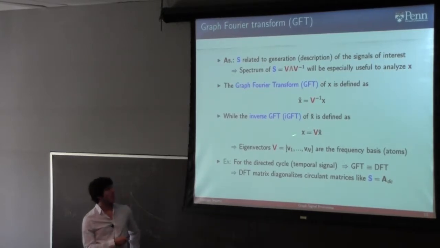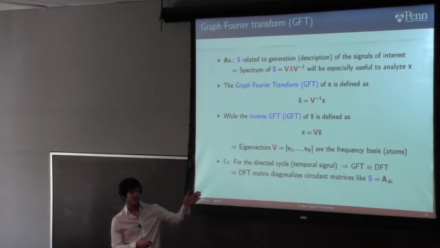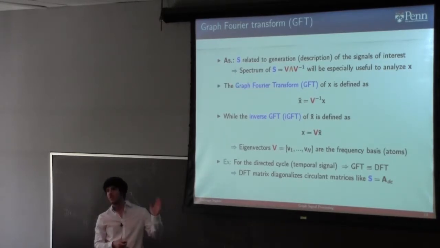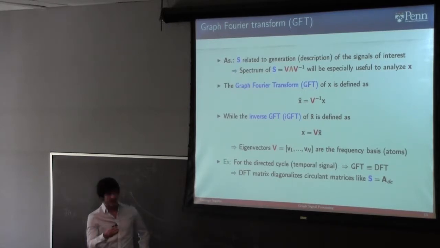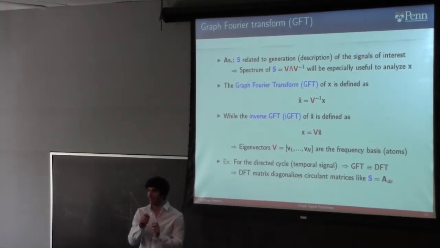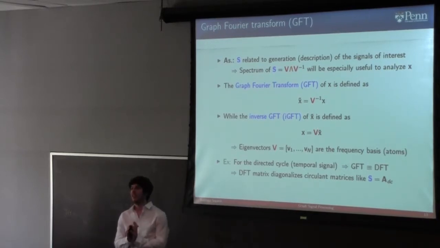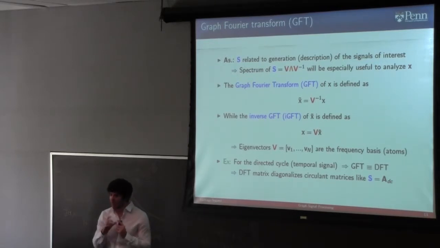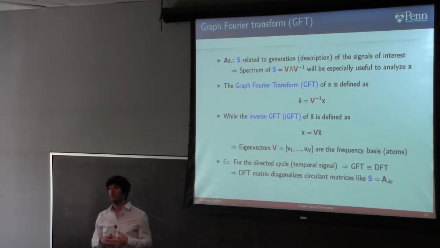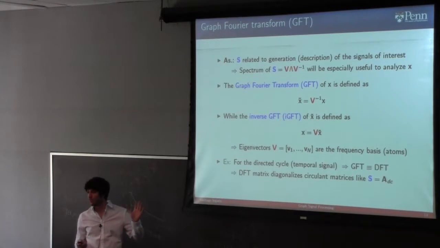So from this equation, you can see that the eigenvectors play the role of a frequency basis, because in this multiplication, you're just doing a linear combination of the columns of V. So you're writing X as a linear combination of these eigenvectors, as you can write a signal as a linear combination of a frequency basis. However, if you focus on the directed cycle, in this directed cycle, V inverse is exactly the DFT matrix, the discrete Fourier transform matrix. So for that particular cycle, when you go into the frequency domain, you apply the DFT. For more general graphs, we claim that you have to apply this V inverse.